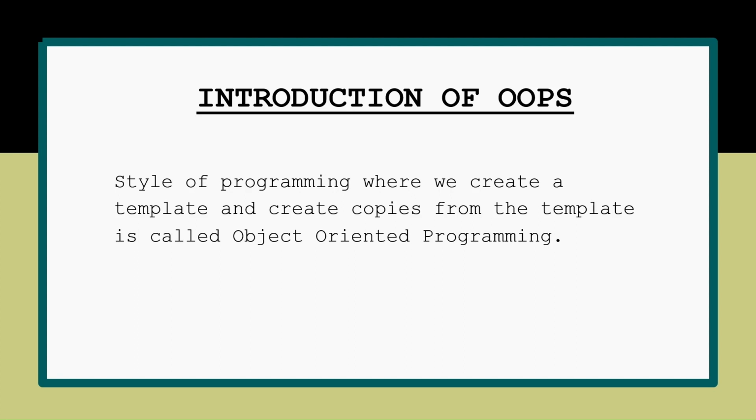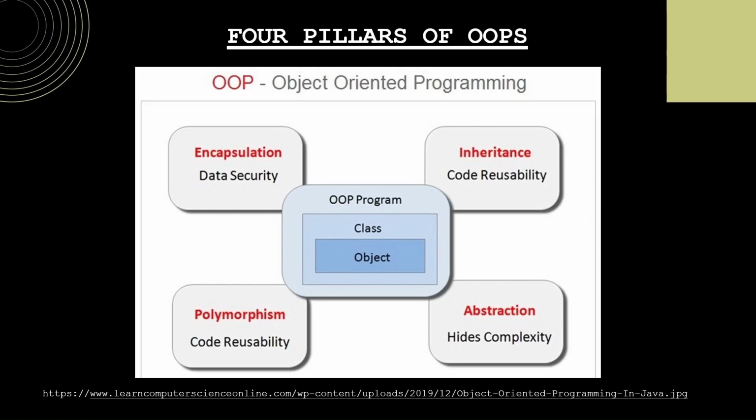Here the template is the class and the copies we created from the templates are called objects. Now let us see the 4 pillars of OOPs. Encapsulation, which is mainly used for data security. Inheritance, which is used for code reusability. Abstraction, that hides the complexity of the code. And polymorphism, for code reusability. These are the 4 pillars of object-oriented programming. Our object-oriented program consists of class and objects.